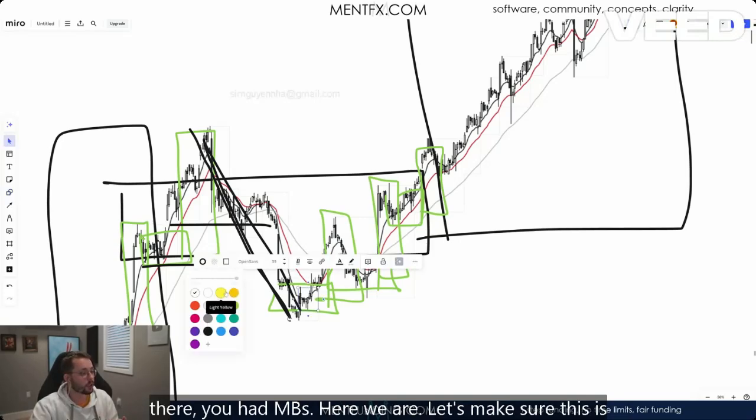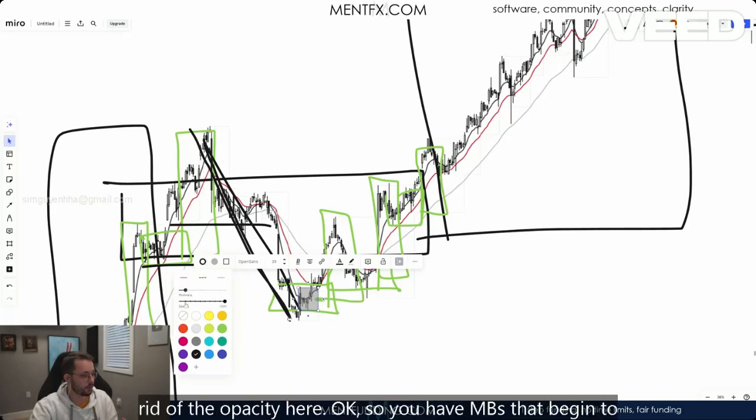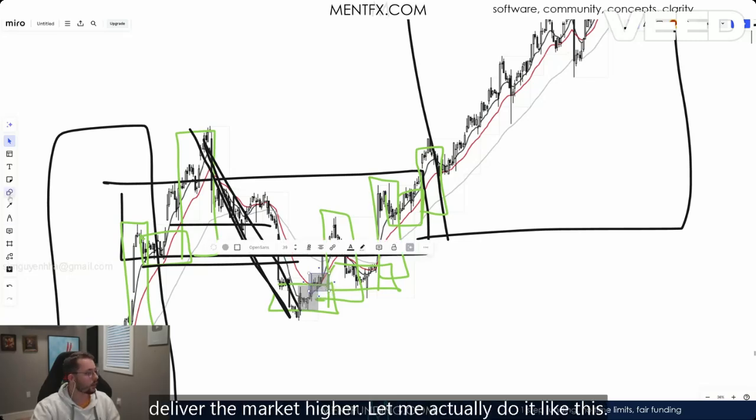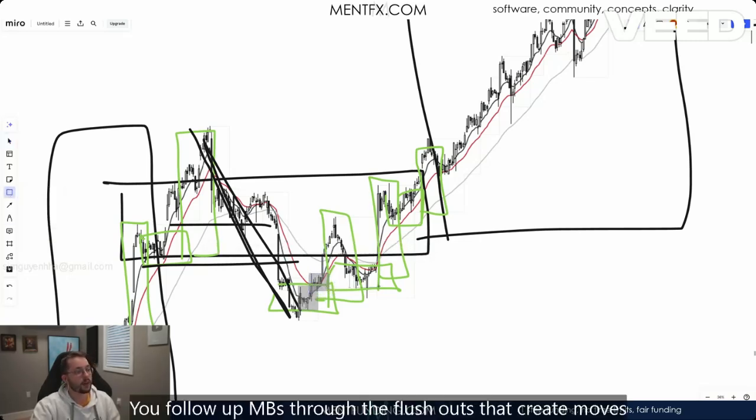Here we are. Let's make sure this is seen correctly. We'll do it like this, and we'll get rid of the opacity here. Okay, so you have MBs that begin to deliver the market higher. You have follow-up MBs that deliver the market higher. Let me actually do it like this. You have follow-up MBs through the flush outs that create moves higher.